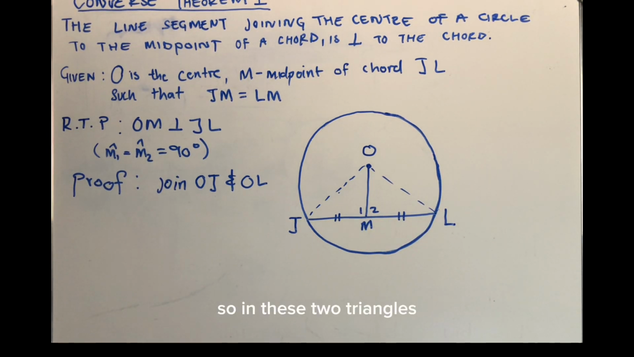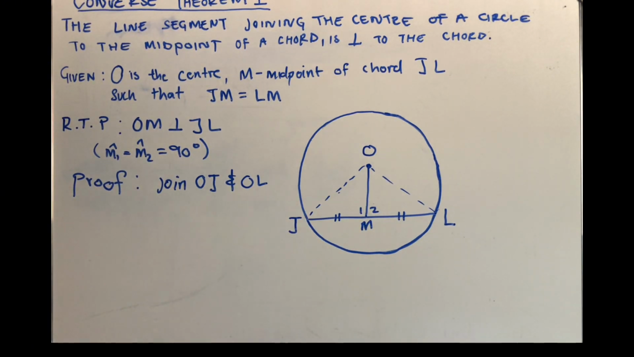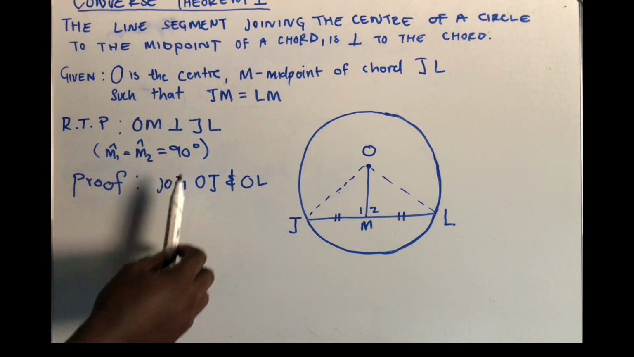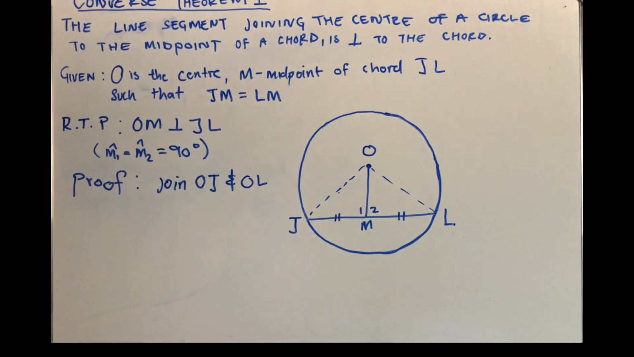So in these two triangles, let's see which sides are equal and which angles are equal. If we can find three conditions, we can conclude that this triangle is congruent to this triangle. So we will have proved that this angle is equals to this angle, because this is what they are basically asking us. If OM is perpendicular to JL, that means this angle is 90 and this angle is 90. So if they are both 90, that means both of them are equal. So now let's look at our first condition.